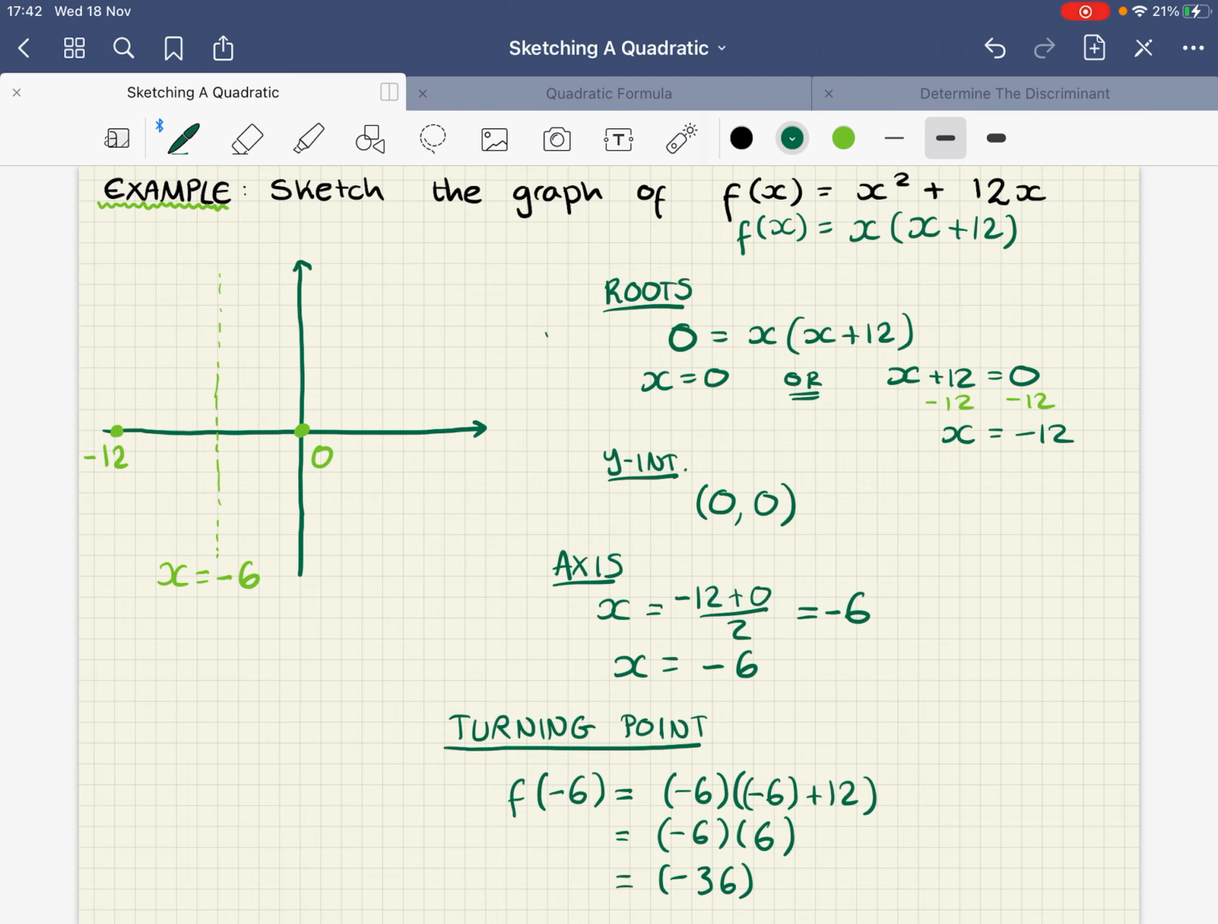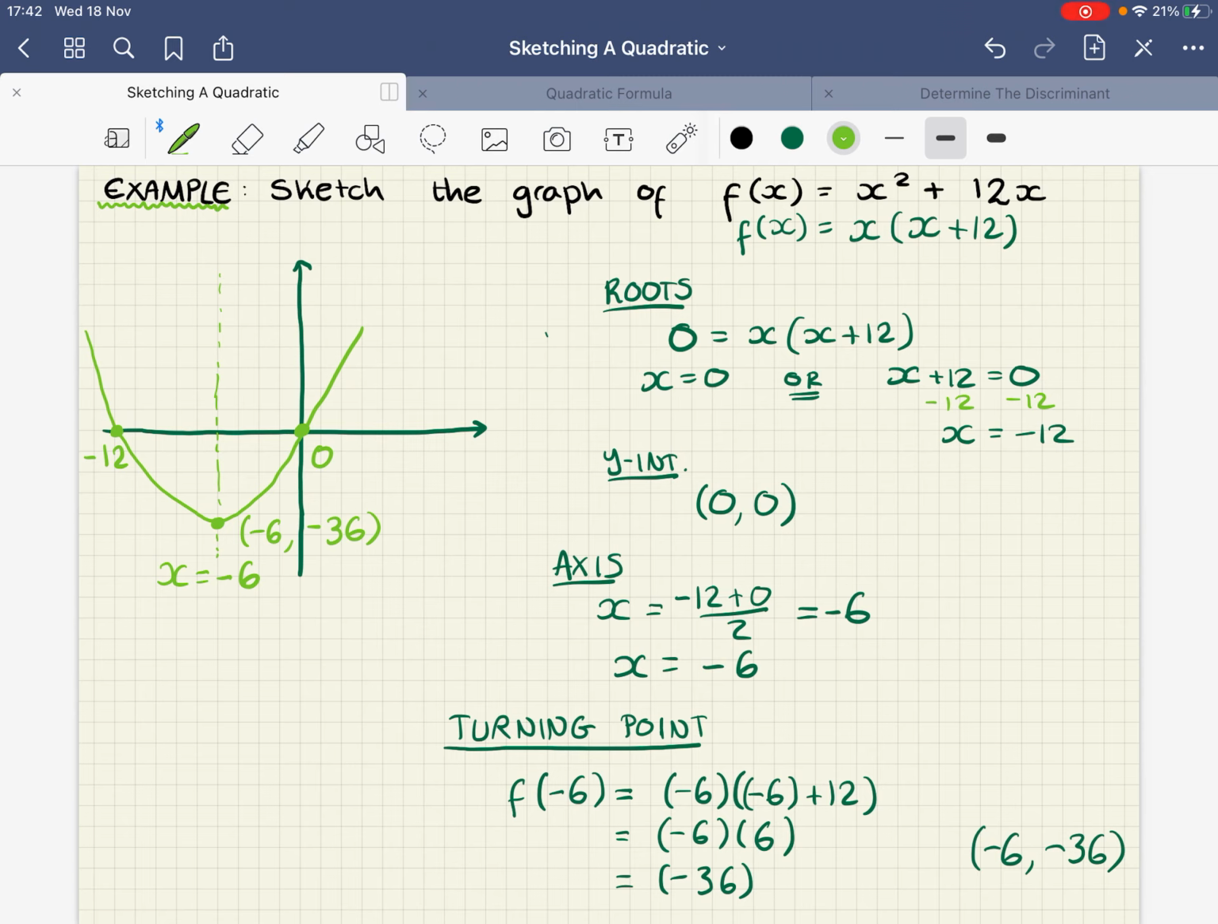So my turning point is going to be at negative 6, negative 36. So I want to label that on somewhere. Negative 6, negative 36. And then I just join my dots together, creating that curve. And that's how to sketch a graph. So it's just about combining all those little bits of detail together.